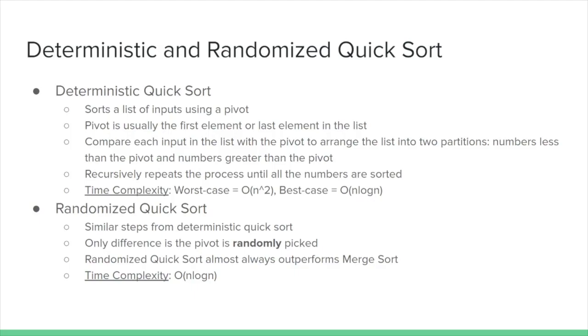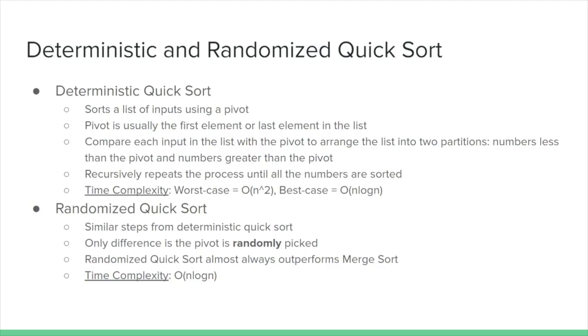For the deterministic quicksort, it sorts a list of inputs using a pivot. This pivot is usually the first element or the last element in the list. The reason why we use the first or last element as the pivot is because we won't know the actual set of inputs to choose from. So we would just use the first or last element as the starting point of the whole sorting process.